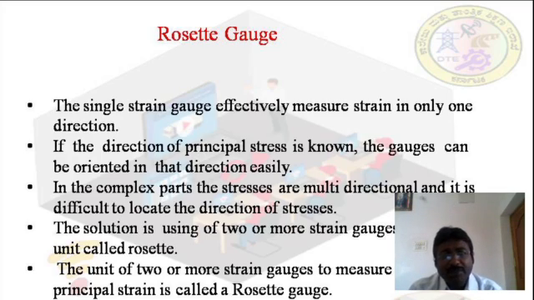So let us know what is principal stress. The principal stresses are the extreme values of normal stresses possible in the material when it is loaded. Maximum normal stress is called major principal stress, and the minimum normal stress is called minor principal stress.